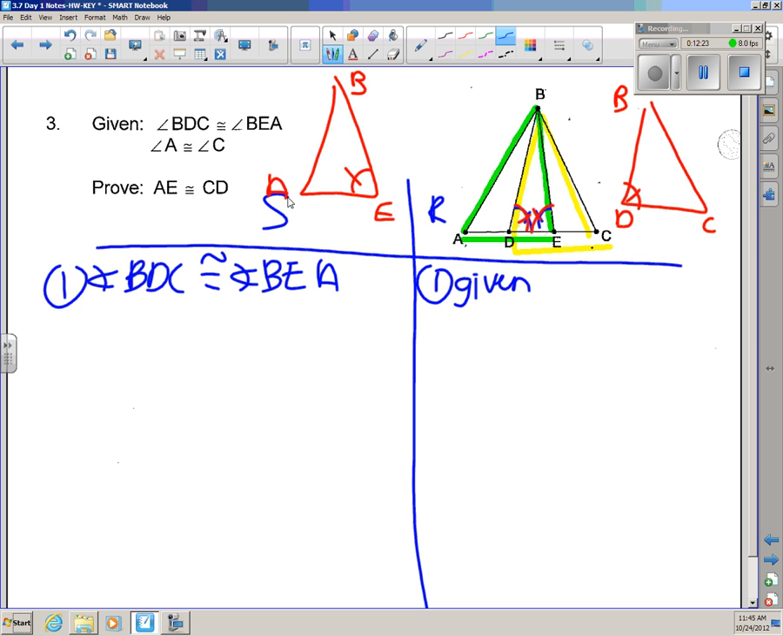They also tell you that angle A is congruent to angle C. We'll keep that in our given. So this is in our green. This is in our yellow. All right, well, that's nice. So it looks like all we have to do then is just figure out another side.